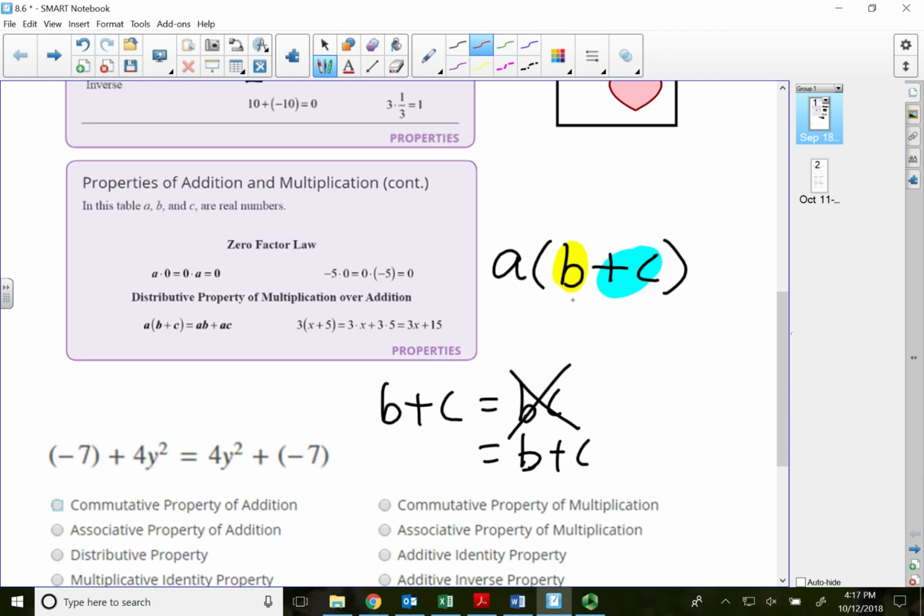So if I cannot combine these two terms in the parentheses, then the only other operation I can do is the multiplication. I'm going to use my a, go inside the parentheses and times my b. So a times b becomes ab. Then a times positive c gives me positive ac. The whole purpose of distribution is to bring the terms that are in the parenthesis to the outside of the parenthesis.